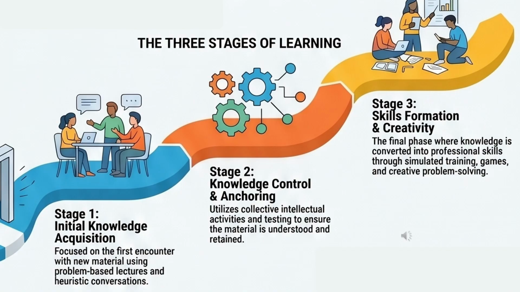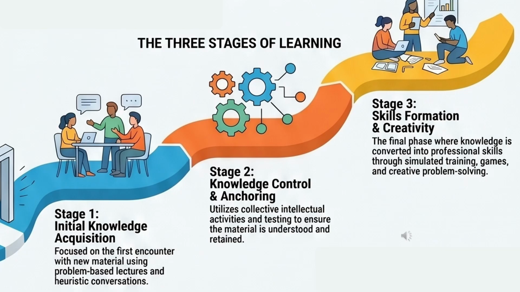The diagram on page 4 presents learning as a 3-stage process. The first stage is initial knowledge acquisition, where the student first encounters new material through such forms as problematic lectures and heuristic conversations. The second stage is knowledge control and anchoring, where collective intellectual work and assessment are used to ensure that the material has been understood and retained.